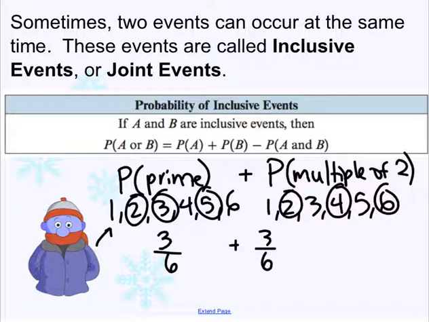Well, the thing is, these are actually inclusive events because we can see that 2 has been covered in both of them. It is a prime number and a multiple of 2. So we need to subtract that probability so that we can fully see, oh, 5 out of 6 is my probability of getting a prime number or a multiple of 2. Because that overlap, that 2, got counted twice. It got counted with the primes, and it got counted with the multiples of 2. But we can't do that twice because it's really just one number. We have to subtract one of those times so that we're only counting it once.